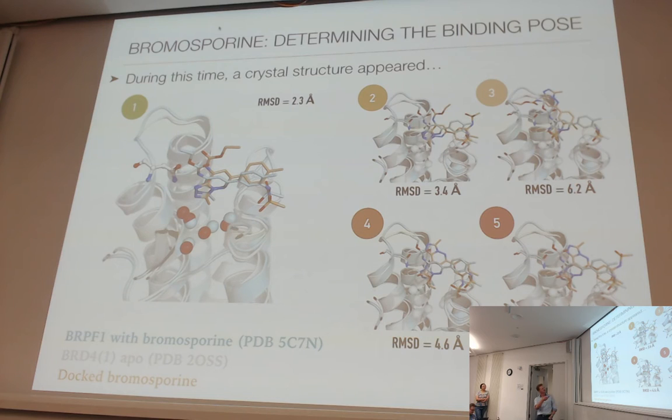So this is our best pose. This is number 1, compared with the crystal structure that came out. This is BRPF1 with bromosporine. So it's a pretty good overlay. The RMSD is about 2.3. That gave us pretty good confidence that this approach was likely to be okay, and we could proceed using the dock solutions that we'd evaluated from the early part of the study.